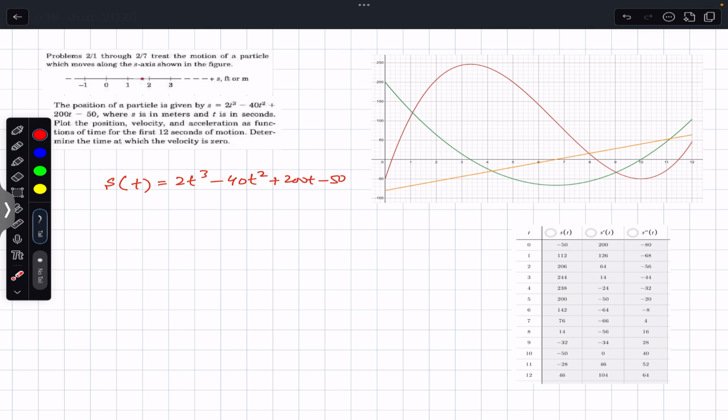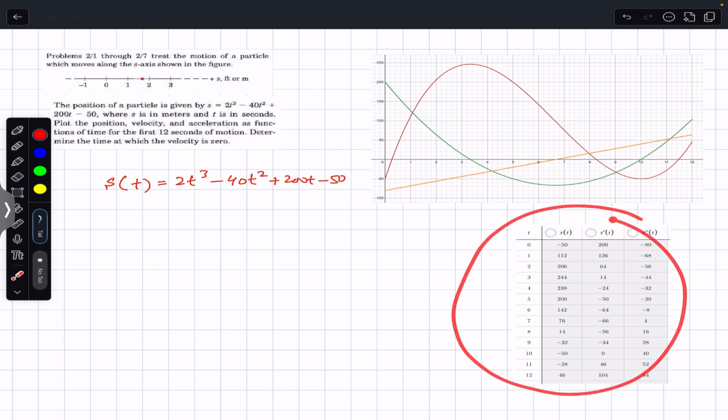If we plug in various values of t, we will be able to find the position of a particle at various t values. So if we start putting t equals 0 in this equation, we will have minus 50. So the initial position of the particle at t equals 0 will be minus 50. So we can make a table like this, and then using those values we can plot the graphs.